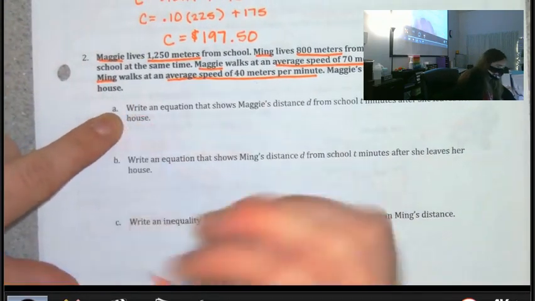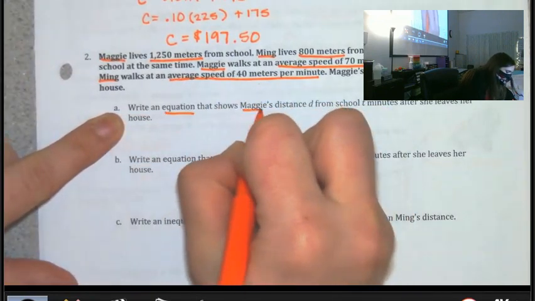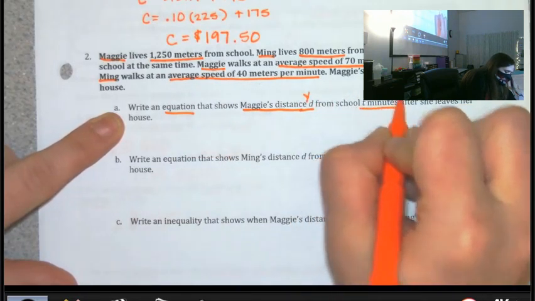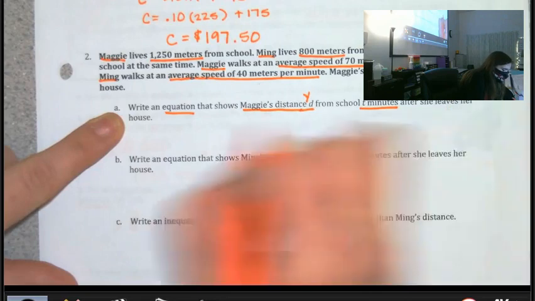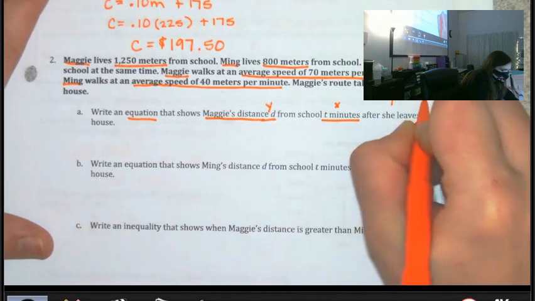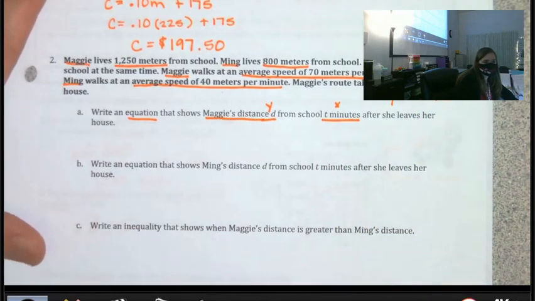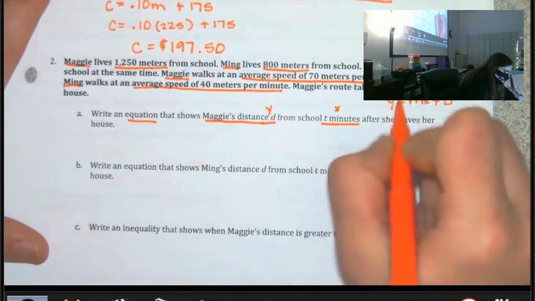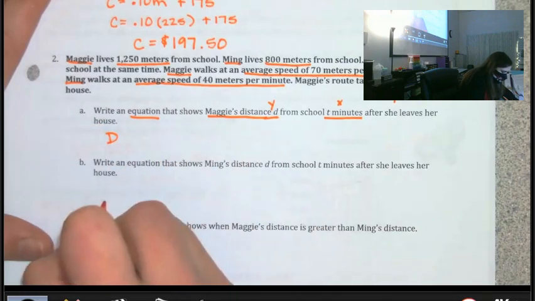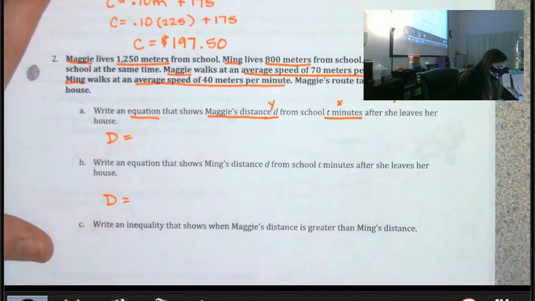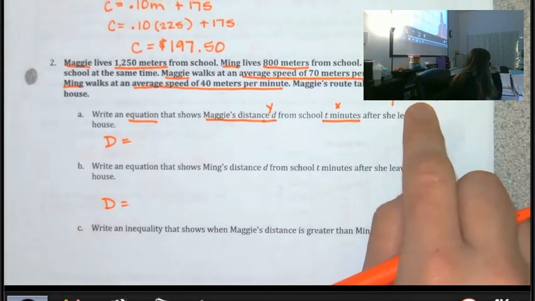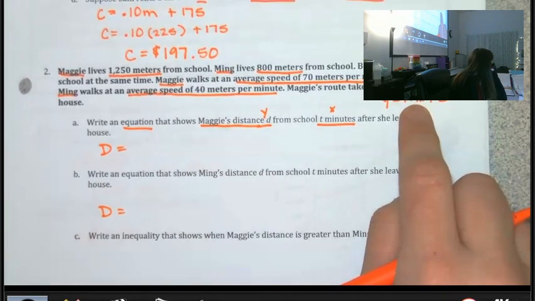First question. We are to write an equation to show Maggie's distance, D, that's my Y, from school at T times my X value after she leaves her house. I'm going to rewrite my base equation, Y equals mx plus b. And if Y is how far away I am from school, that's going to be my D. What is my slope for Maggie?